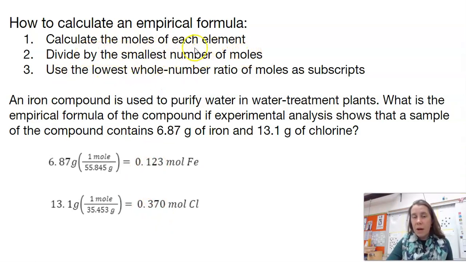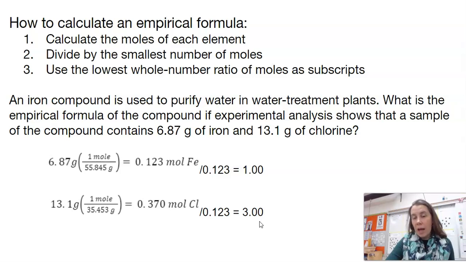So step 2 is divide by the smallest number of moles. In this particular problem, we only have 2 elements, but you could have more than 2, and you would still divide by the smallest one. So we'll take both of these numbers of moles, divide by 0.123, because that is our smaller number. Okay, so 0.123 divided by 0.123 is just going to be 1, all right? And 0.370 divided by 0.123 gives us 3, okay?